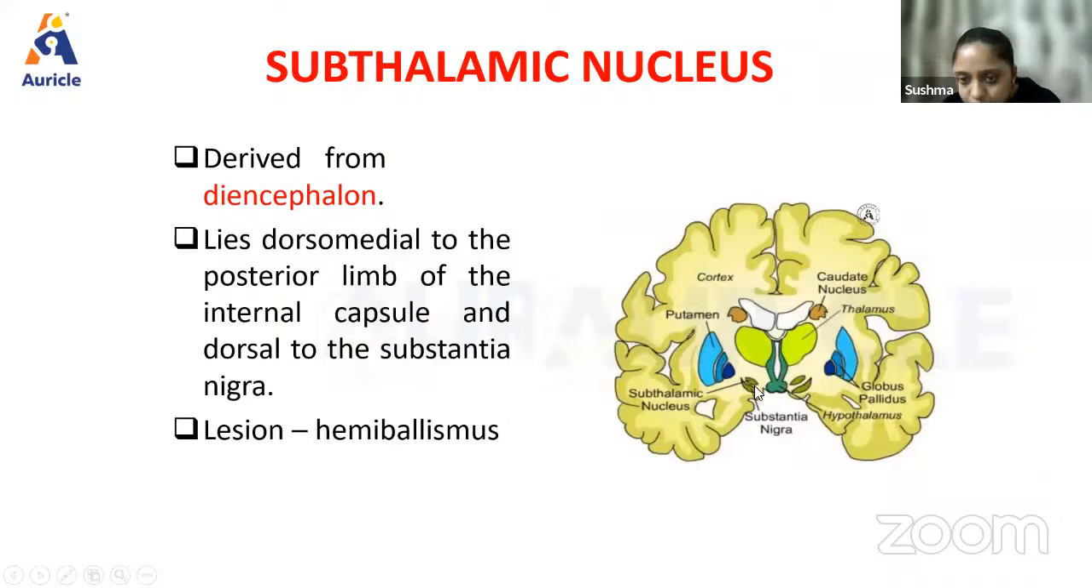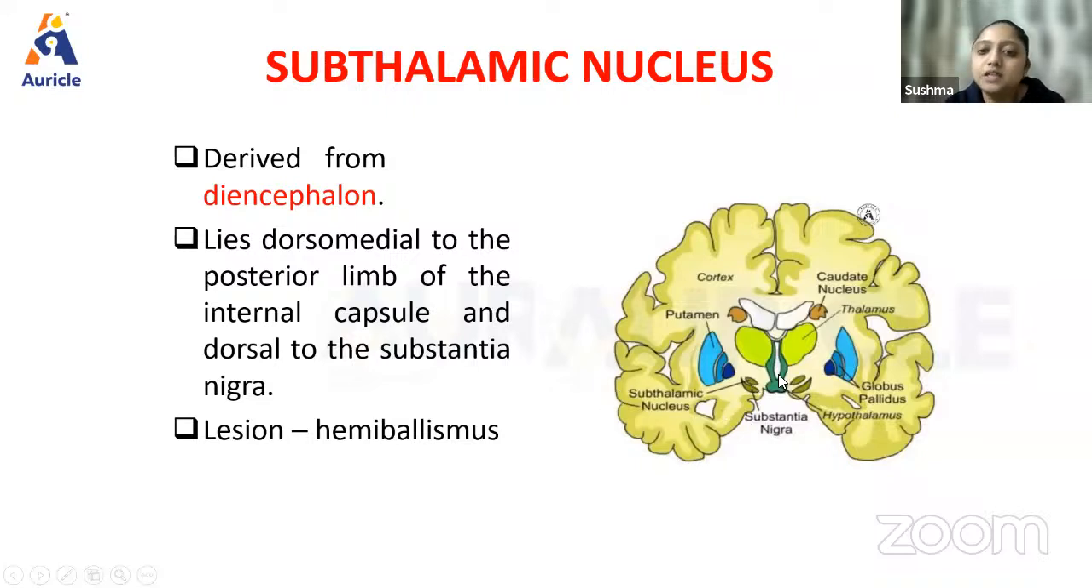Now, if this is the substantia nigra, this is the subthalamic nucleus. Subthalamic nucleus is derived from the diencephalon, and it lies dorsomedial to the posterior limb of internal capsule and dorsal to the substantia nigra. Again, this is a very important diagram, guys, wherein you can see globus pallidus. This is the putamen, and here you will have the insula. Here you have the internal capsule. This is the external capsule and the insular cortex, and this is the caudate nucleus. This is the thalamus. I'm taking a section like this, guys. This is the substantia nigra, and this is the subthalamic nucleus.